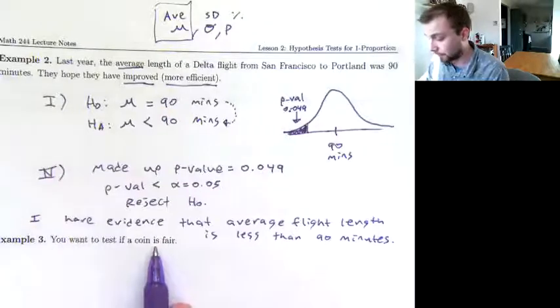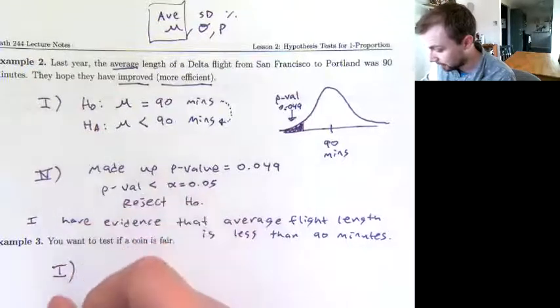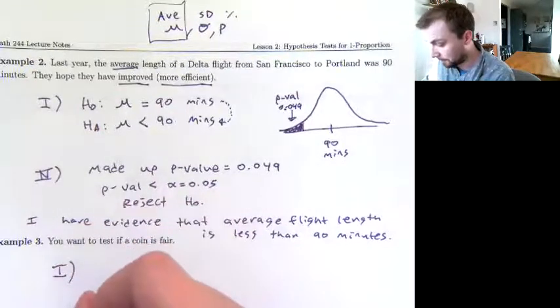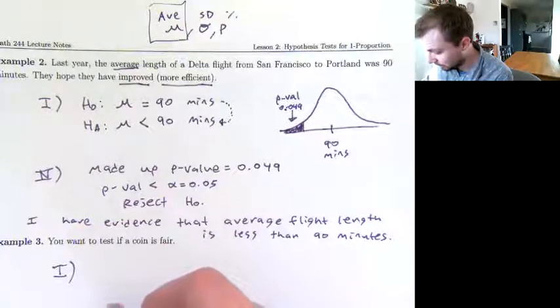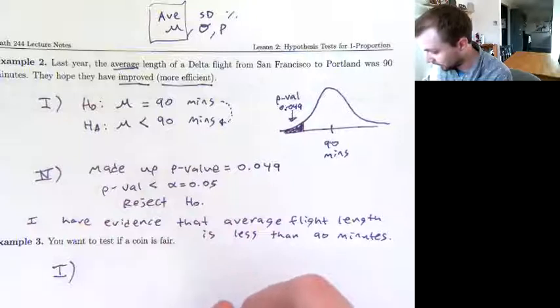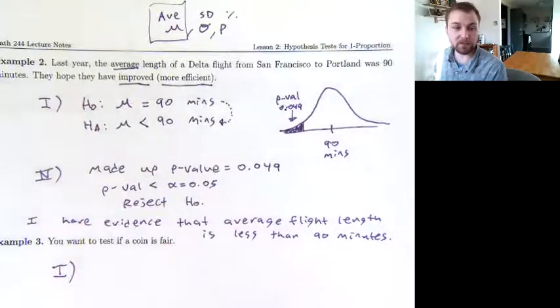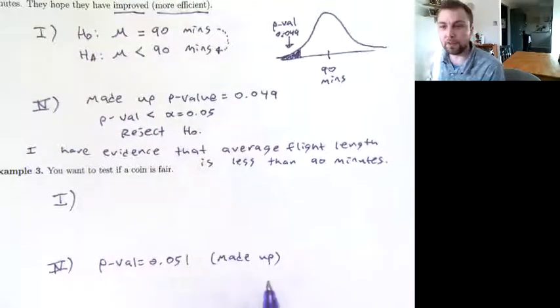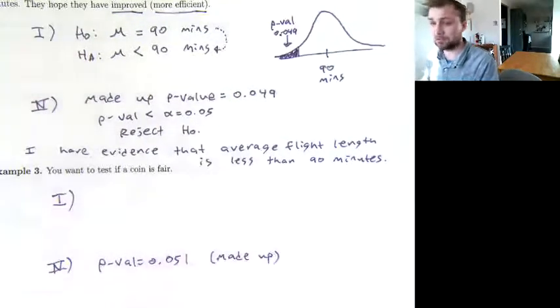I want to test if a coin is fair. Again, I'm just going to practice step 1 and step 4 of this. I'm going to have a made up p-value here. My made up p-value this time is 0.051. If you ask me where this number came from, I would draw a picture of a hat and an arrow coming out of this hat. I'm just making this number up.